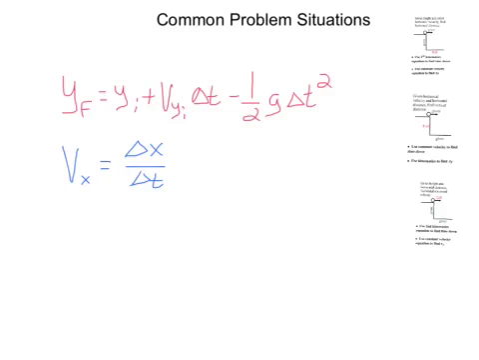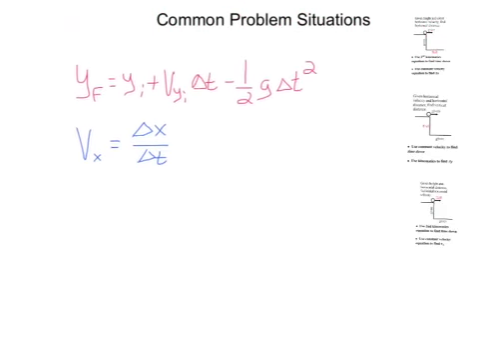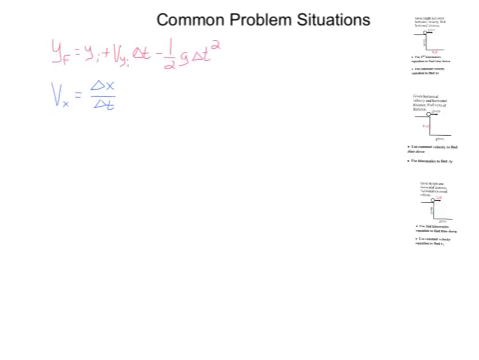And then we've got vx equals delta x over t. That is our constant velocity equation. So these are really the only 2 equations that you would use in a horizontal launch situation. There are 3 problem situations that are common.